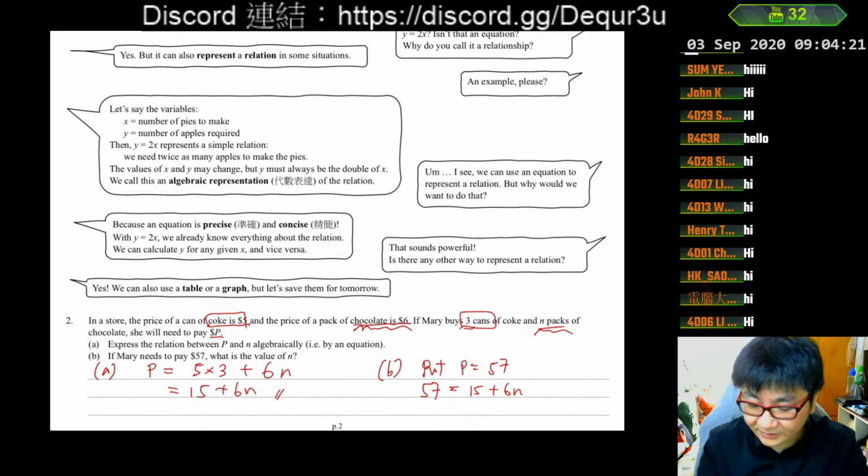And find the N. Now it says we change the formula, the equation, into an equation to solve. That means we solve the equation and it helps us to find N. Therefore, subtract 15, then it's 42. 42 divided by 6 is 7.